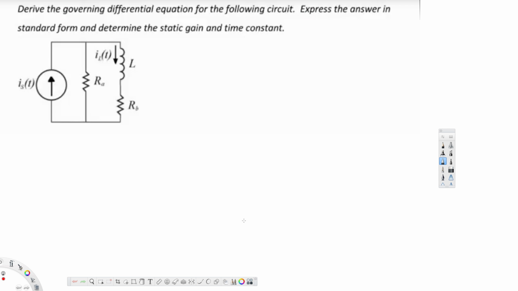In this video, we are going to see an example of first order circuit. Here this question is asking, derive the governing differential equation for the following circuit, express the answer in standard form, and determine the static gain and time constant.